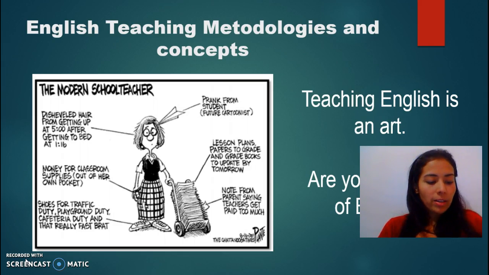That is why English teachers must find methods that are the most appropriate during the different stages of the teaching and learning process, and design a curriculum to meet their goals.